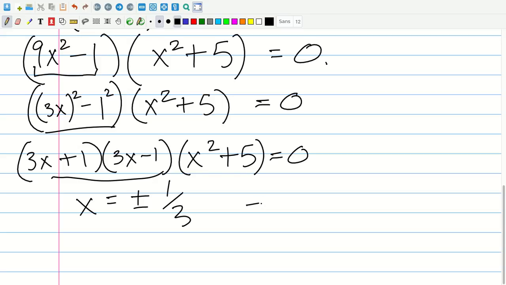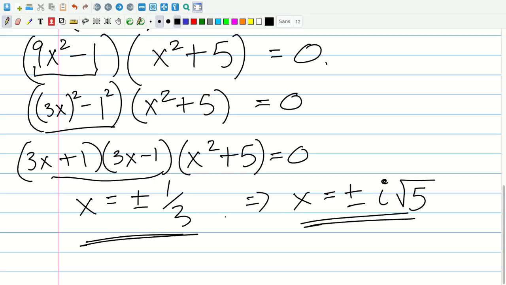And then this guy means that if I were to go imaginary numbers, I would do plus or minus i root 5. That would be an answer. Okay, so these are my two sets of solutions. This is only if you're selecting real numbers. This is also if you're selecting complex numbers. Okay, so that's what I get.